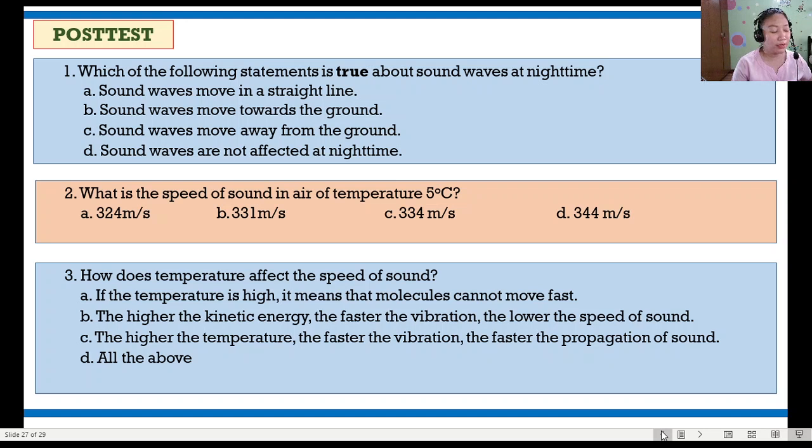So, the answer in post-test number 1 is letter B. Sound waves move towards the ground. So, pababa siya. Number 2, it's letter C, 334 meters per second. So, multiply 5 degrees Celsius by 0.6 and then add 331. You get 334 meters per second. Number 3, the answer is C. The higher the temperature, the faster the vibration, the faster the propagation of sound.